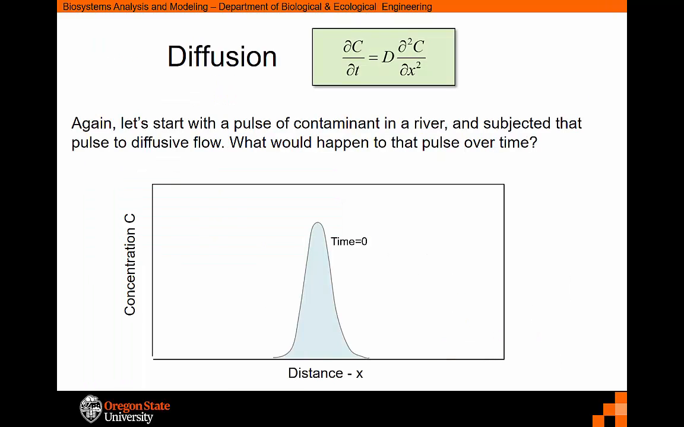Solving the diffusion equation results in the response shown here. Again, we will start with a pulsed contaminant to start the clock ticking. The diffusion equation states that the change in contaminant concentration through time at any location in space is proportional to the second derivative of the concentration gradient in space at that location.